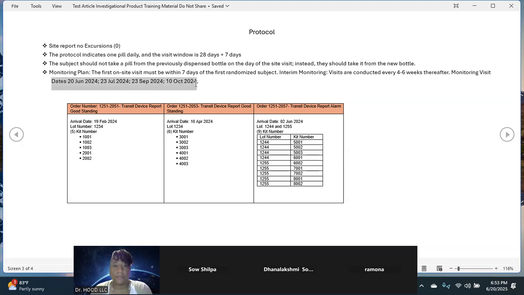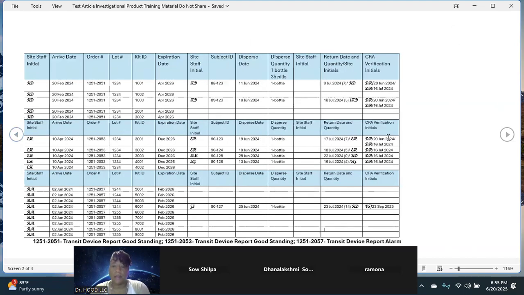So, looking back. Now, how can we determine the first patient randomized? We don't have the site source. But if this is all we have, how can we determine? We look at the what? Dispensing date. The dispensing dates. And June 1st is the first dispensing date. Okay? And then the CRA initial that she was there on June 20th.